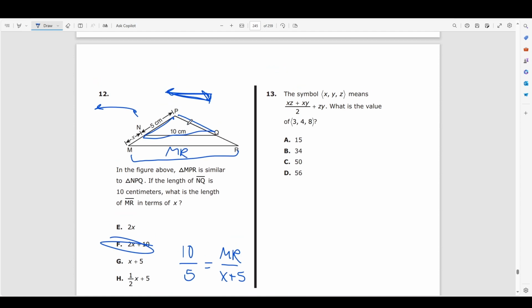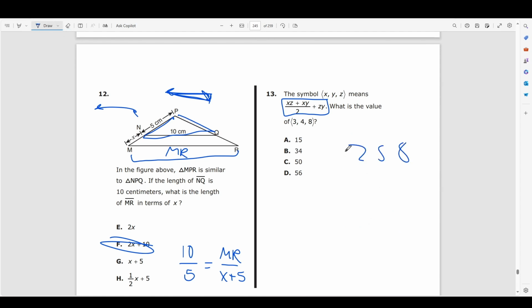Number 13 says the symbol x, y, z means xz plus xy over 2 plus zy. What is the value of 3, 4, 8? So it's saying that whenever you write numbers in this format, you want to write them like this, right? So for example, this is an expression. But instead of saying I want x equal to 2 and then y equal to 4 and then z equal to 8, I could just write it in this handy format right here.